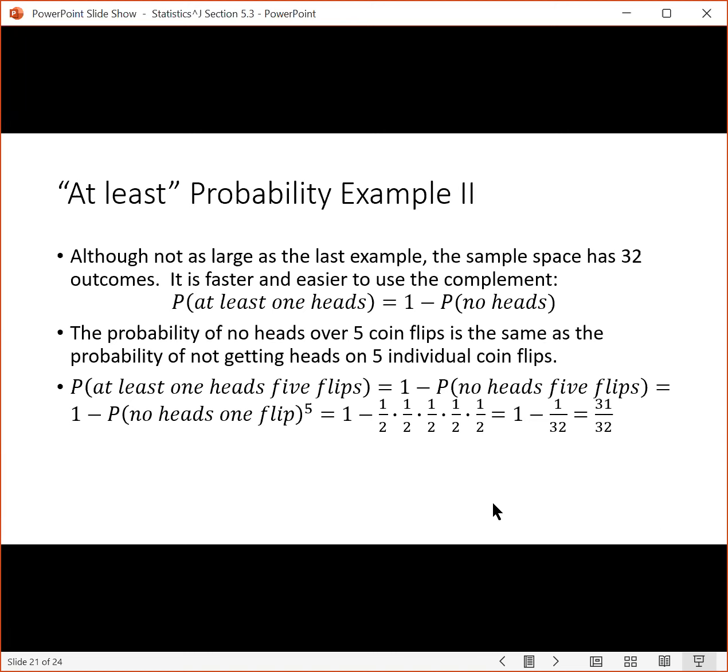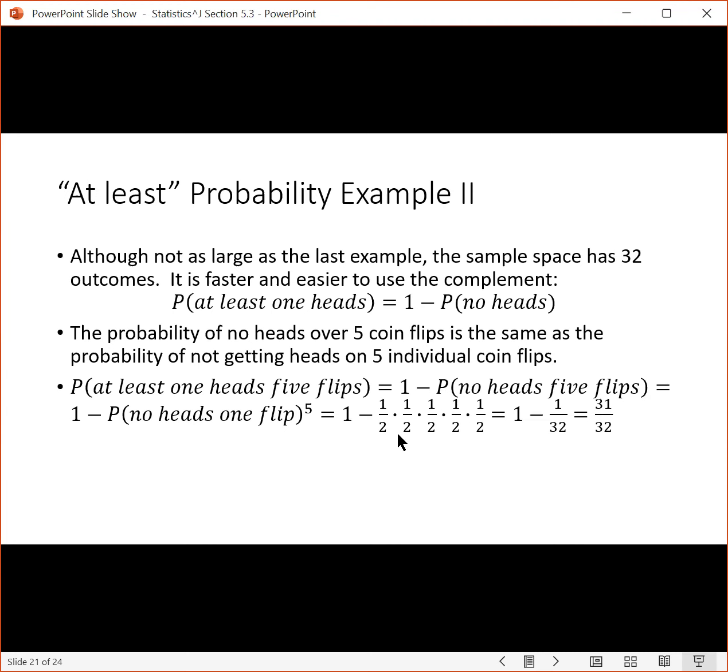So we can rewrite the probability of at least 1 heads on 5 flips as 1 minus the probability of no heads on 5 flips. And then we can transition from this into single coin flips using the logic from this bullet point. Rather than write this 5 times, I just put a 5th power. So hopefully that's okay. And then we can just write it out. So we get 1 minus, and then the probability of not getting heads on a coin flip is a half, and then a half again, then a half again, then a half again, then a half again.